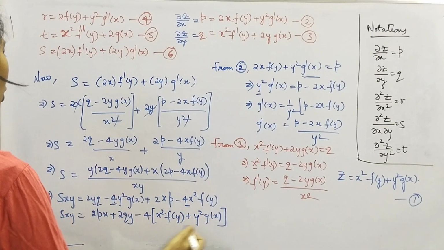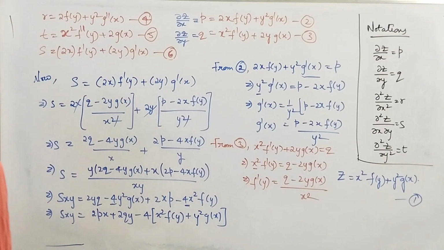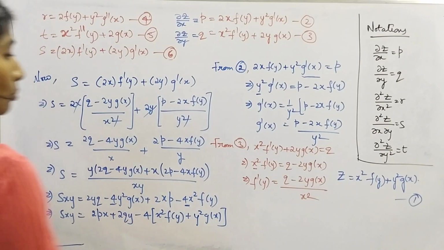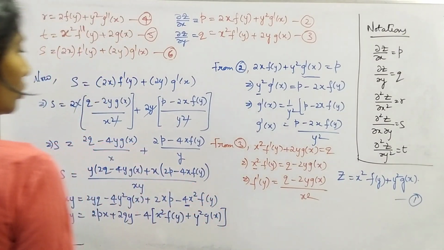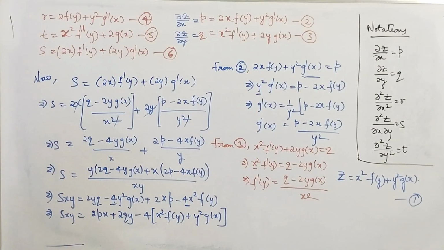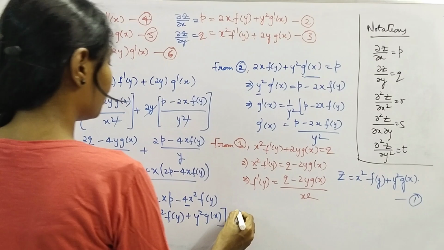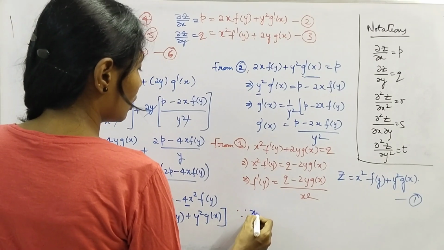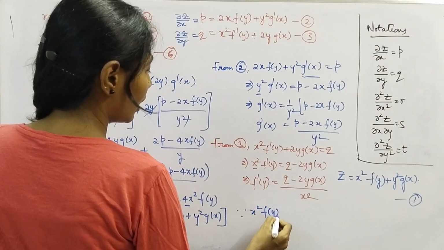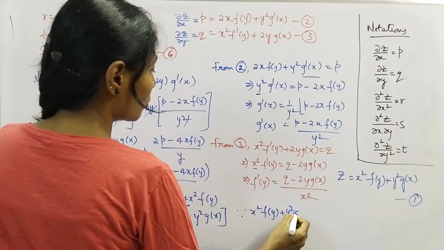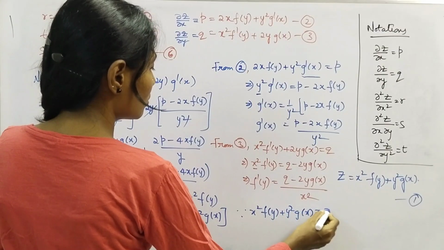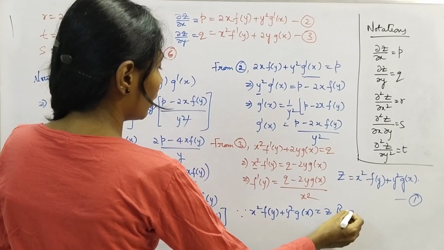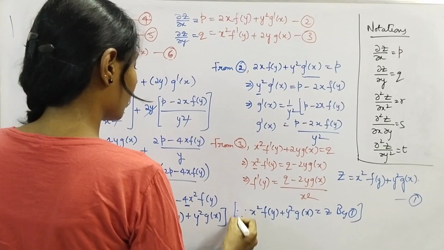We have seen this somewhere, right? Now check in the equations which is similar to this. From 1 you have z equal to x² f(y) plus y² g(x), since x² f(y) plus y² g(x) equals z by 1.